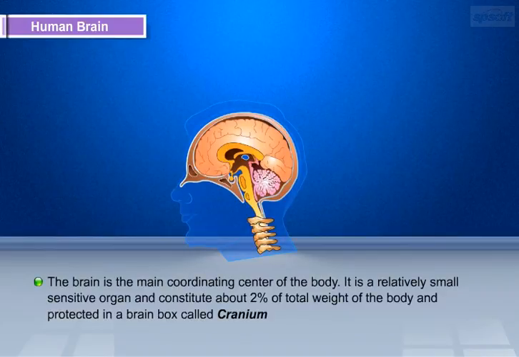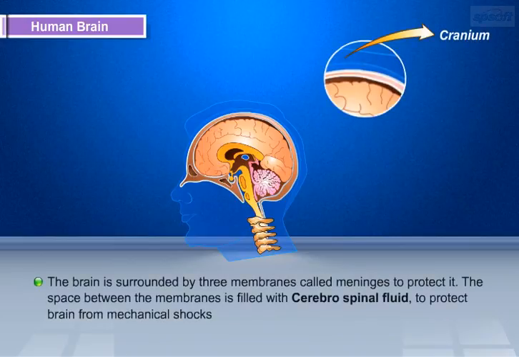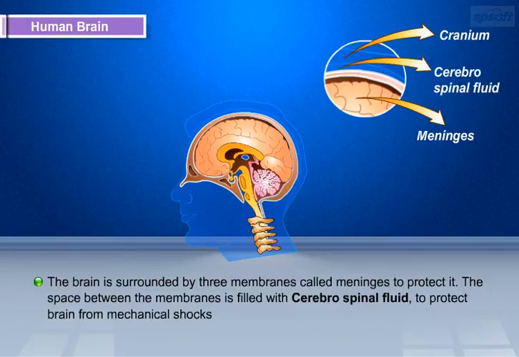Now, let us discuss the human brain and its functionalities. Human brain. The brain is the main coordinating center of the body. It is a relatively small sensitive organ, and constitutes about 2% of the total weight of the body, and is protected in a brain box, called cranium. The brain is surrounded by three membranes, called meninges, to protect it. The space between the membranes is filled with cerebrospinal fluid, to protect the brain from mechanical shocks.